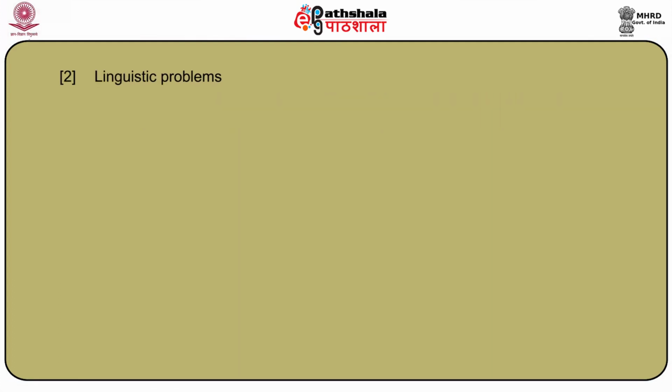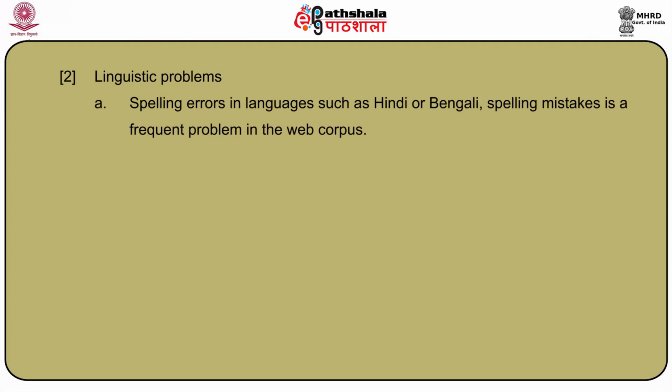So there are some important linguistic problems also. First problem is the spelling problems. As you know, people are not always very careful in developing texts when they put them in print or on the web, so a lot of errors are actually coming up. Spelling errors in texts like Bangla or Hindi or other cases are very carefully noted, and spelling errors are a very frequent problem in the web corpus.